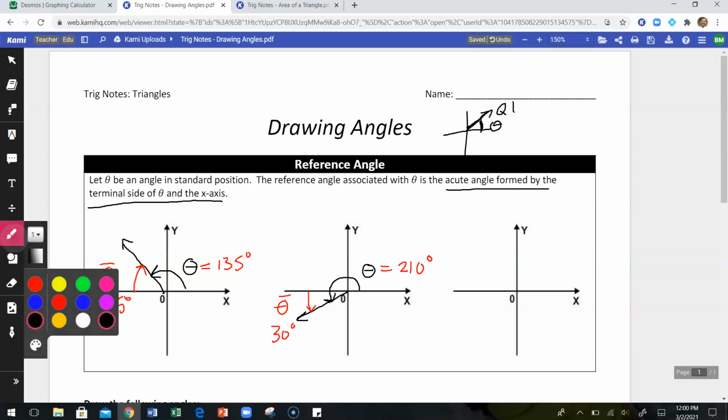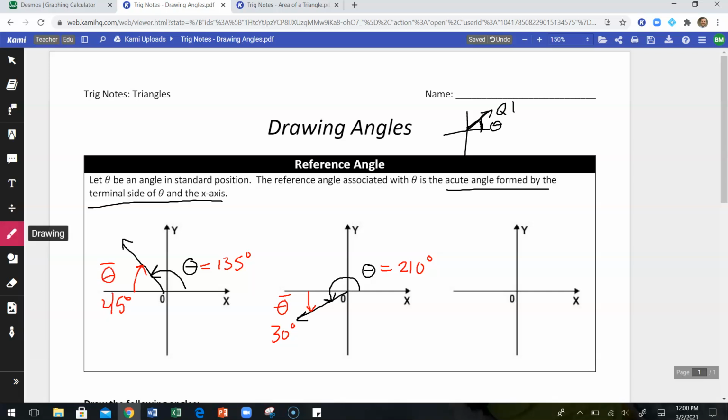And then let's do something in quadrant 4. So theta would look like this, and theta bar, again, the acute angle to the x-axis, is going to be this one. So let's say that theta were 300 degrees, then theta bar would be 60 degrees. That's 60 away from the x-axis. So that's the idea of a reference angle, and also how to draw an angle.